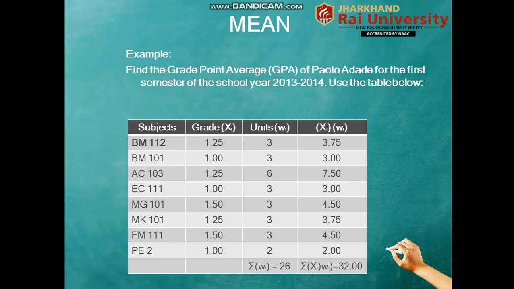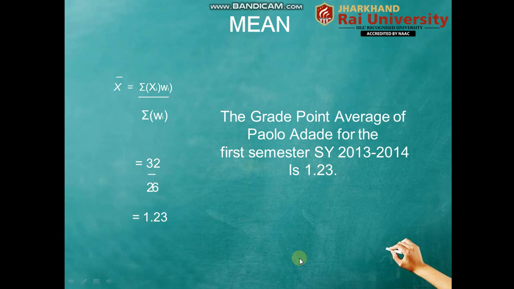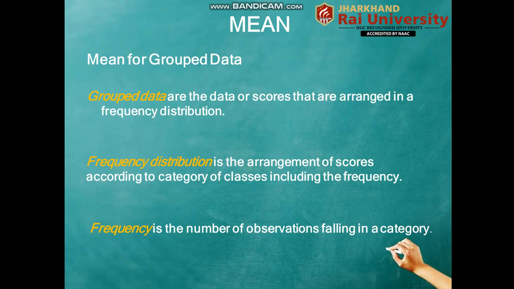So we have to calculate this total unit. This is the total unit, and we also have to calculate this. So after calculating XiWi, we are getting 32.00, that is 32, and after calculating this Wi, we are getting 26. So what is the GPA? That is the total mean, 1.23. So this is the method of calculating the mean. Now, mean for group data.